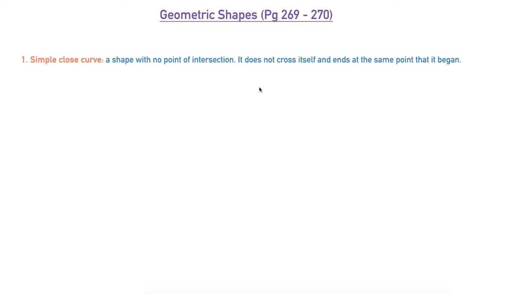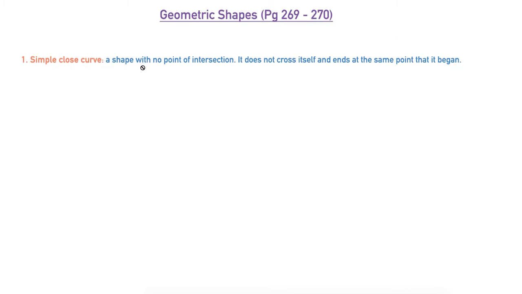Hey guys, this is Geometric Shapes, pages 269 to 270 in your arithmetic book. All right, so we will continue our lesson on geometry. In this lesson, I'm just going to be going over different geometric shapes and how we can label them and what they're called. So, all right, let's get started.